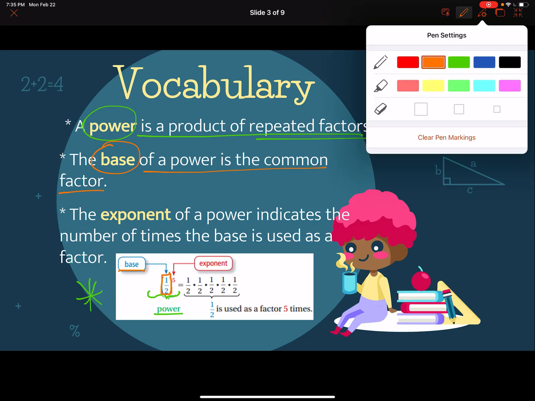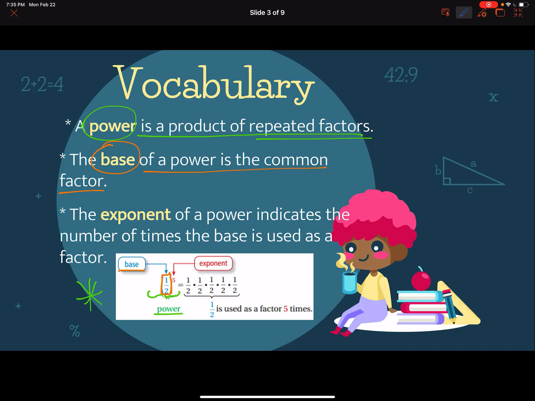And when I mention exponent, we're talking about this little number to the top right. And the exponent of a power indicates the number of times the base is being used as a factor. So, for example, 1/2 raised to the 5th power would be written out as 1/2 times 1/2 times 1/2 times 1/2 times 1/2. It's basically repeated multiplication.